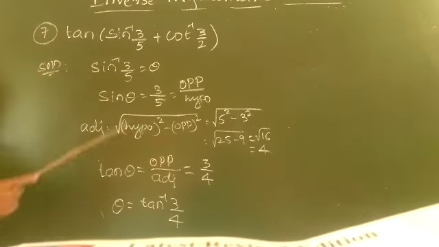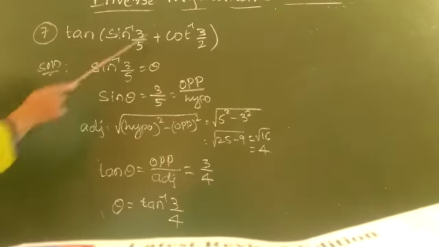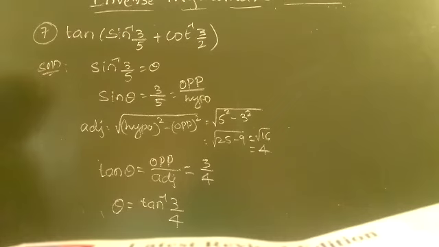What is the definition of sine theta? Opposite divided by hypotenuse. We already studied in earlier classes. So, opposite value is 3, hypotenuse value is 5. Next, we need adjacent, because we convert in the form of tan inverse. Tan theta is equal to opposite divided by adjacent. But we need the adjacent value. How do we find it? By using the Pythagoras theorem. Adjacent side is equal to the square root of hypotenuse square minus opposite square.